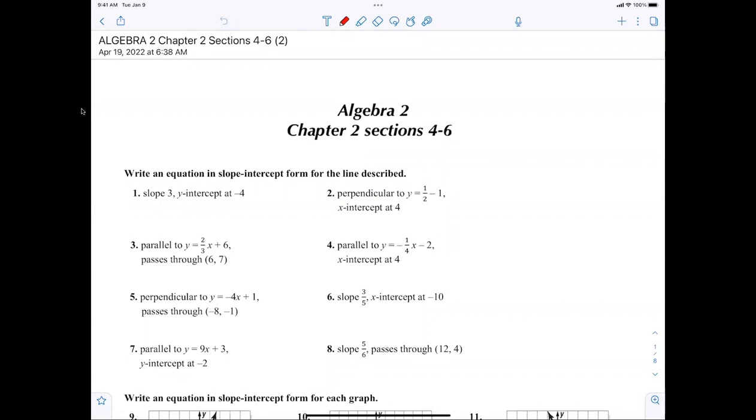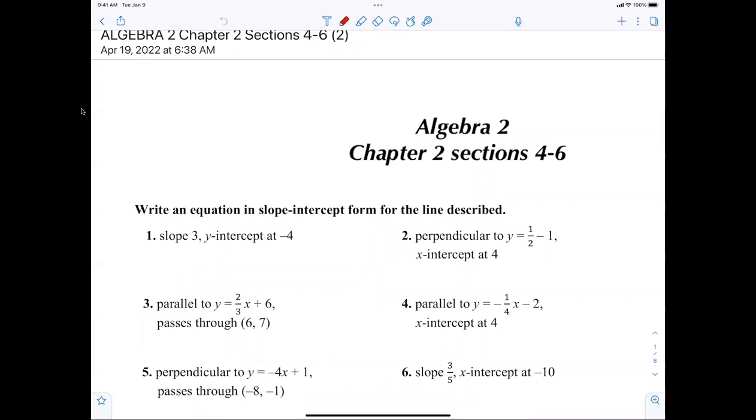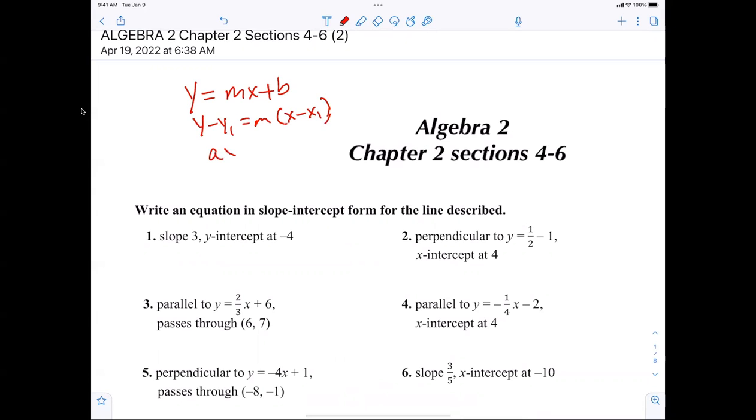Okay, so now again, remember, I'll probably just go down and maybe do the odds. But again, everyone at the top of the page should be able to write y equals mx plus b, and y minus y1 equals m times x minus x1, and then ax plus by equals c. Those are the three forms.